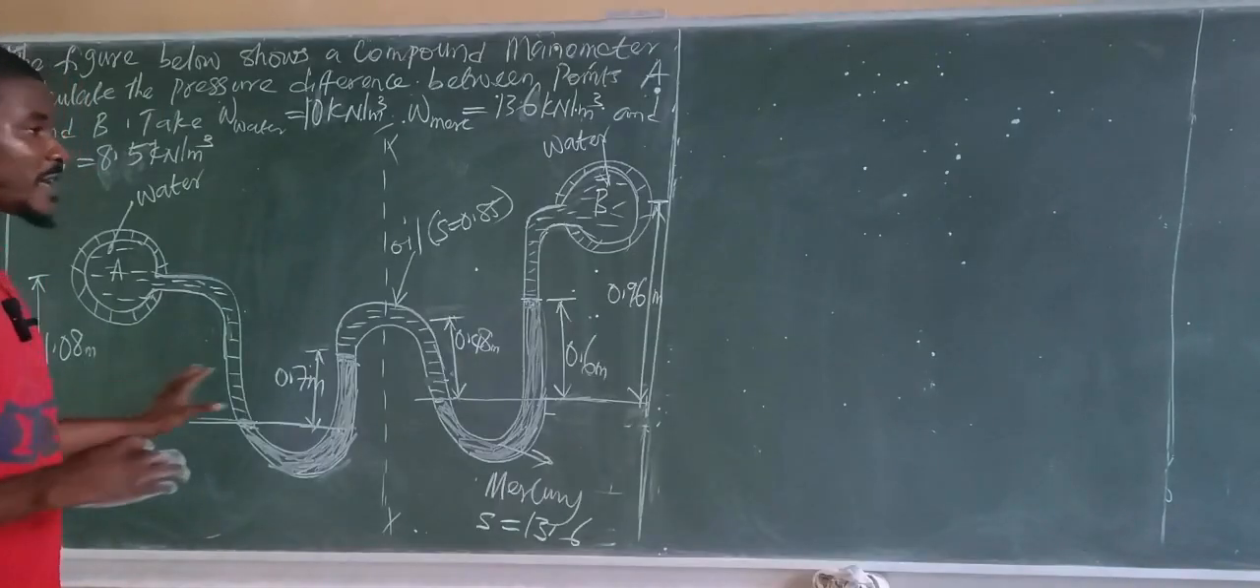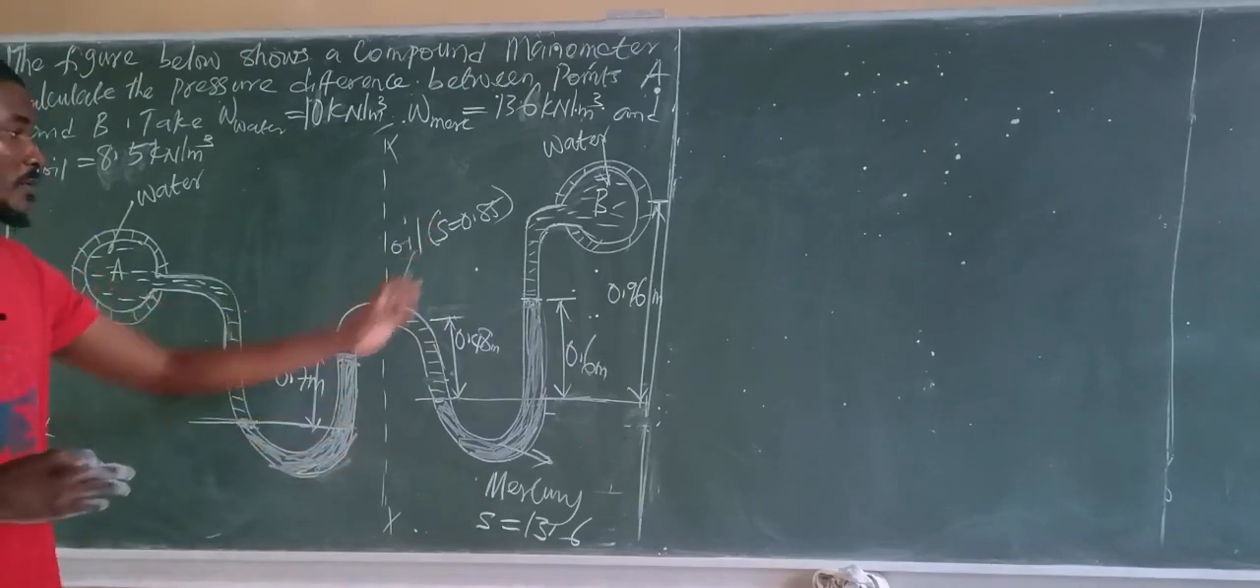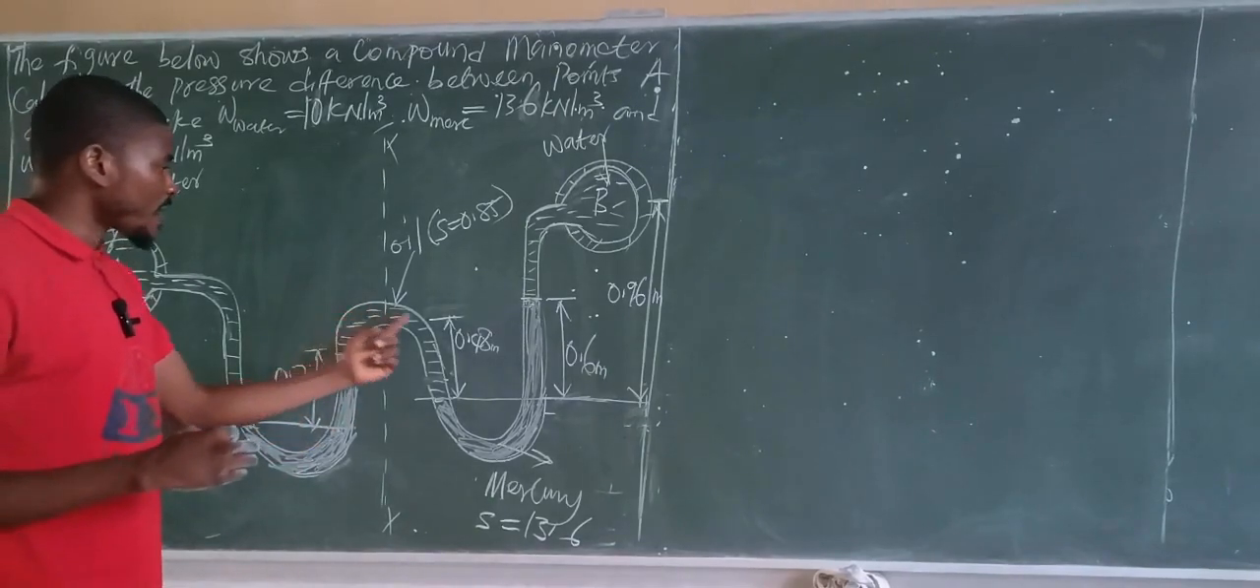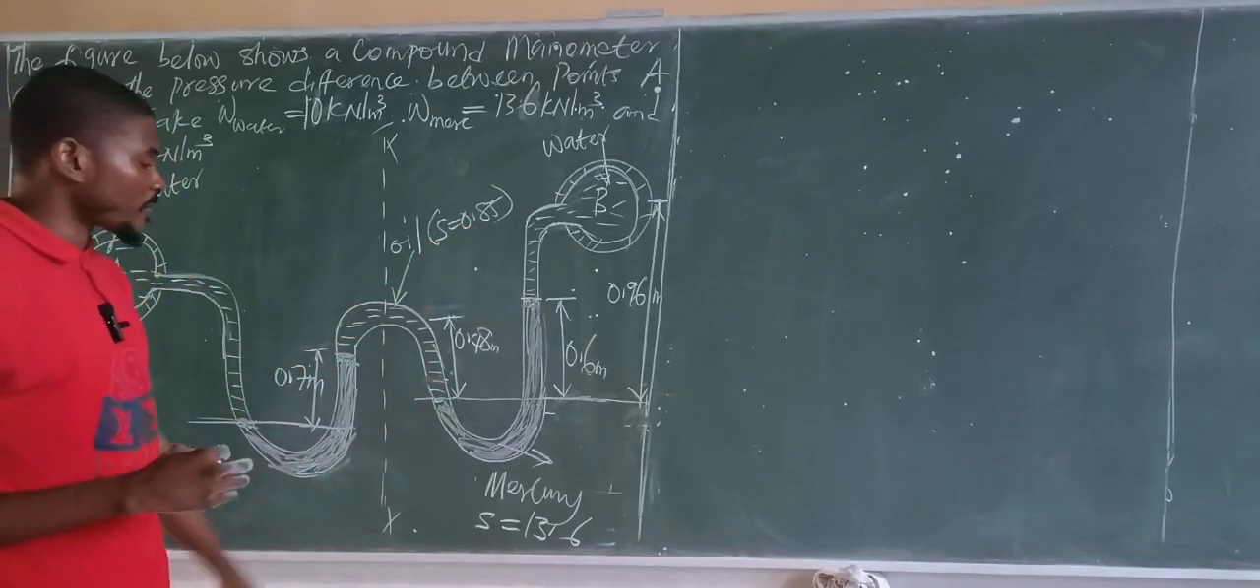All right, so we are given the diagram. This is actually a compound differential manometer. When you have the differential manometer connected in more than one coil, it is called a compound differential manometer. Now, on this side of the pipe, we have pipe A, with water inside this pipe, and then we have mercury, whereas here we have an oil of specific gravity, of course, given here as 0.85.